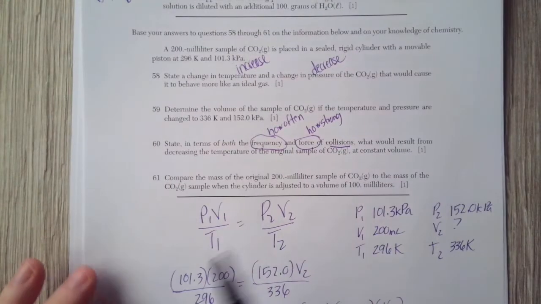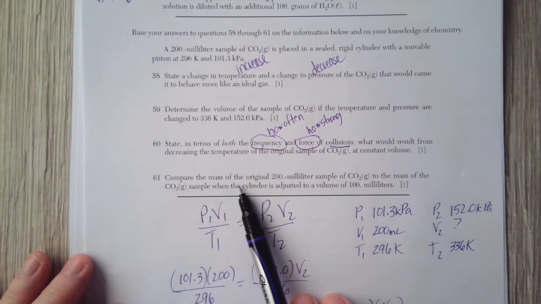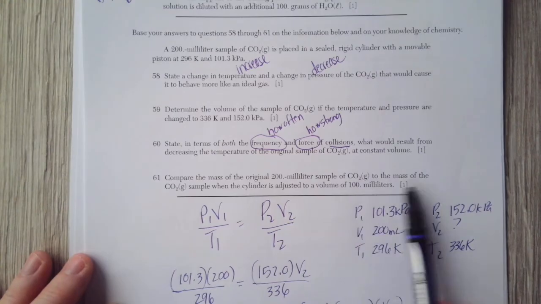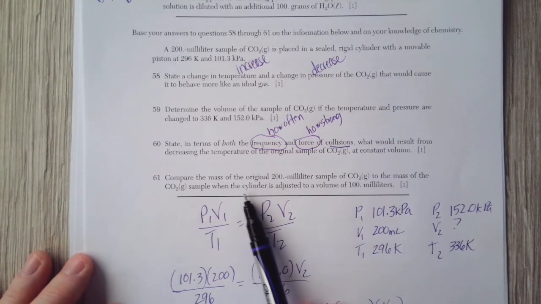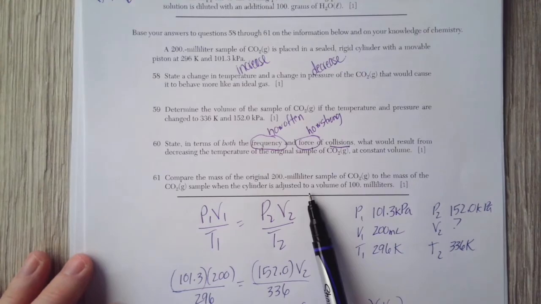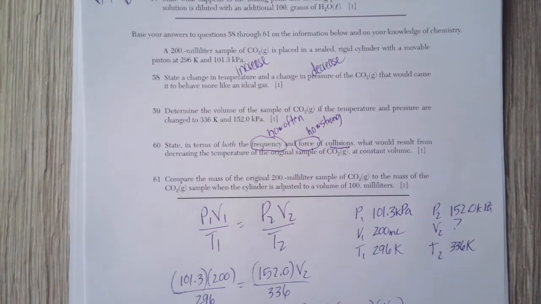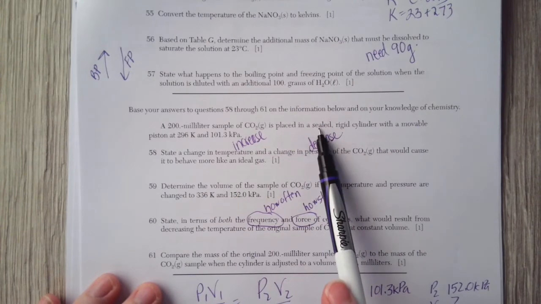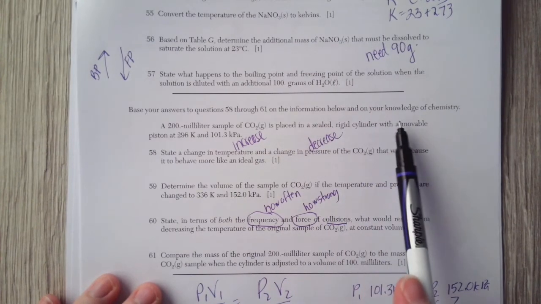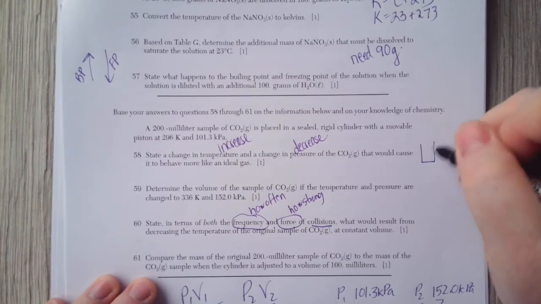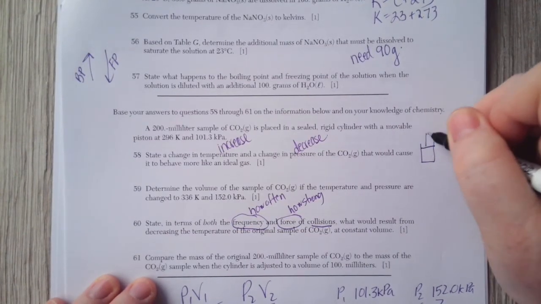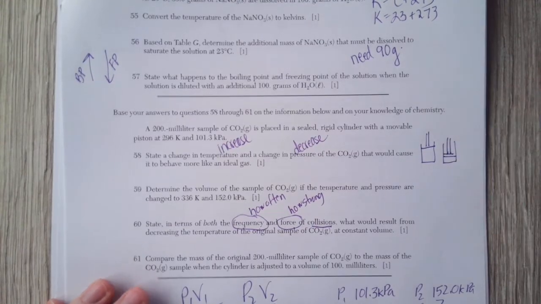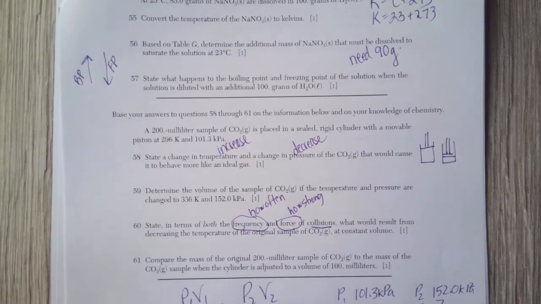Okay. Last question for this section. Compare the mass of the original 200 milliliter sample of gas to the mass of the CO2 sample when the cylinder is adjusted to the volume of 100 milliliters. Well, let's see. It says up here, it is placed in a sealed, rigid container with a movable piston. So that means it's like a syringe, right? So I can have the piston way out like this, or I can push it way in like this. But it says it's sealed.